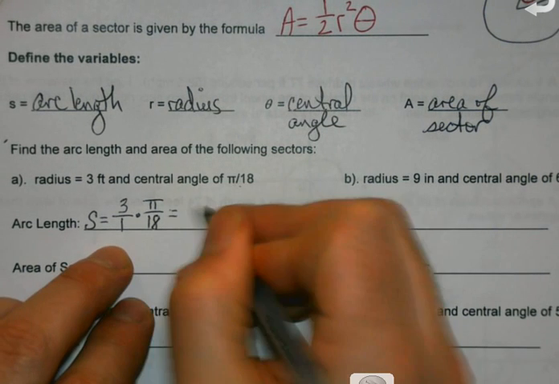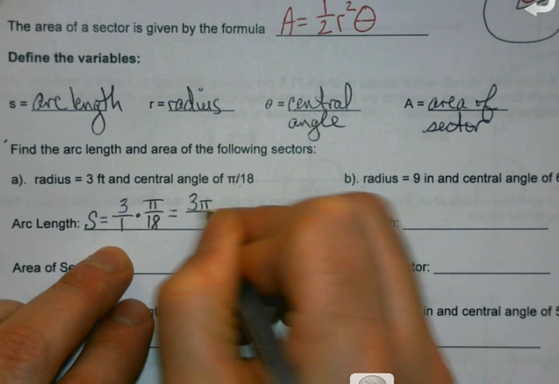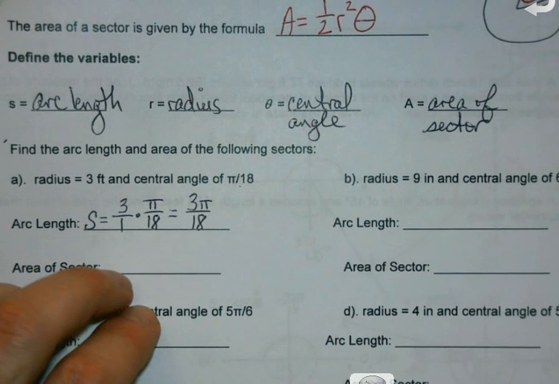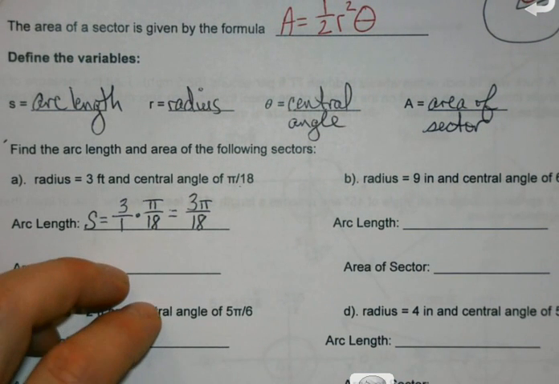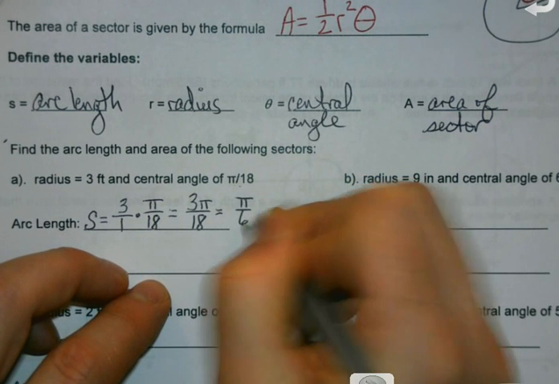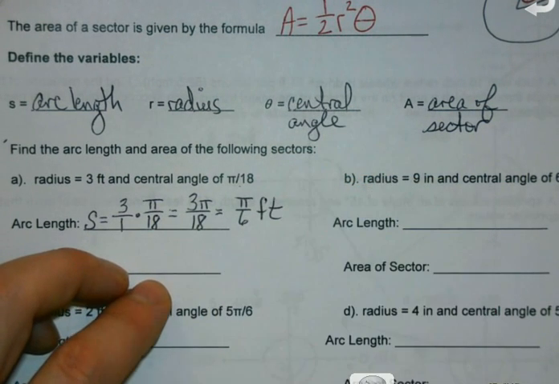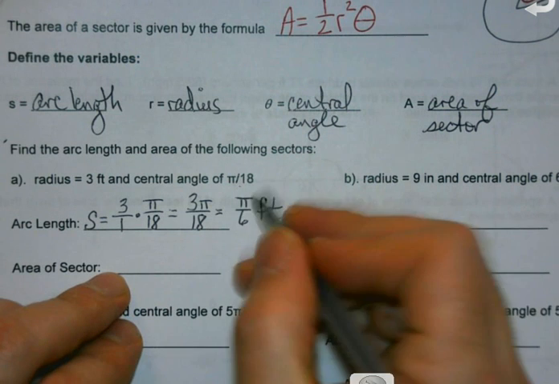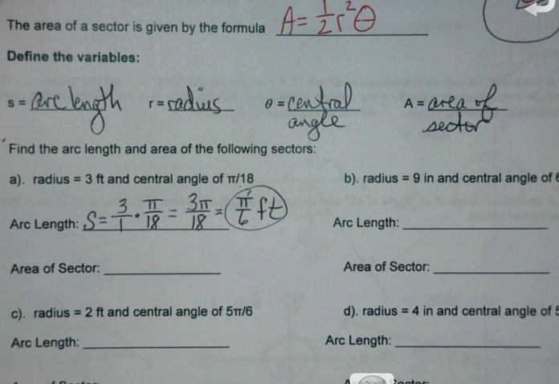Because if you multiply straight across, and then of course, as always, reduce my fraction. Okay, my arc length would be pi over 6. Now again, we're not talking in degrees, so it's not like a 30-degree foot. That's not what we're talking about here. That's strictly a length.